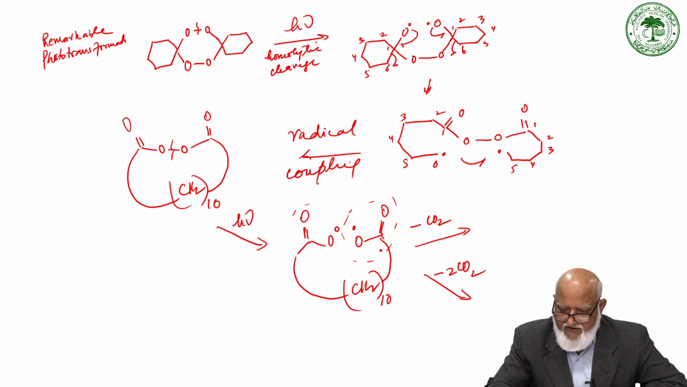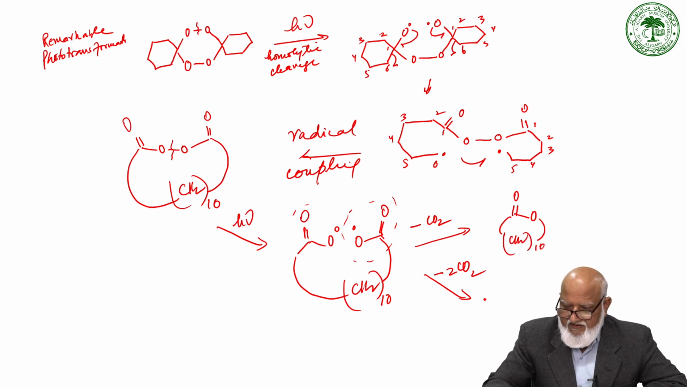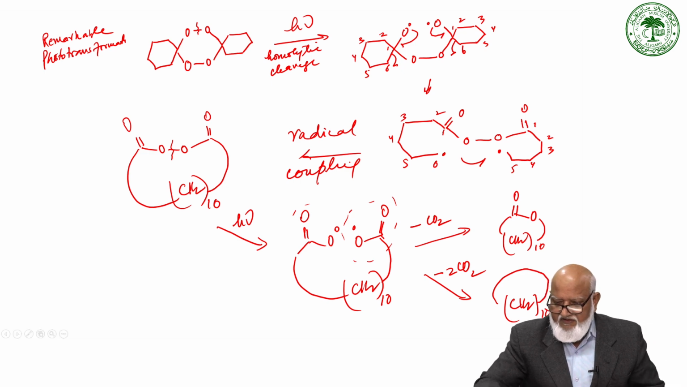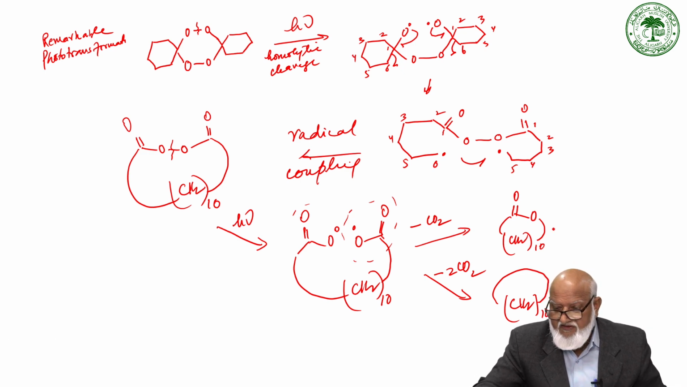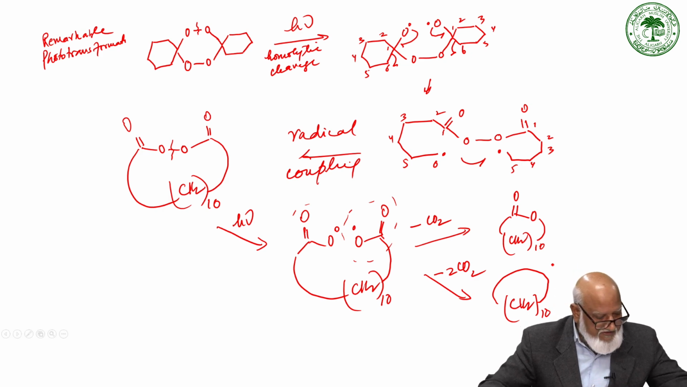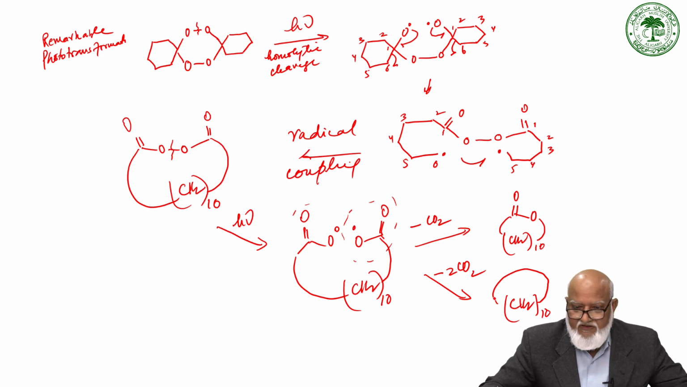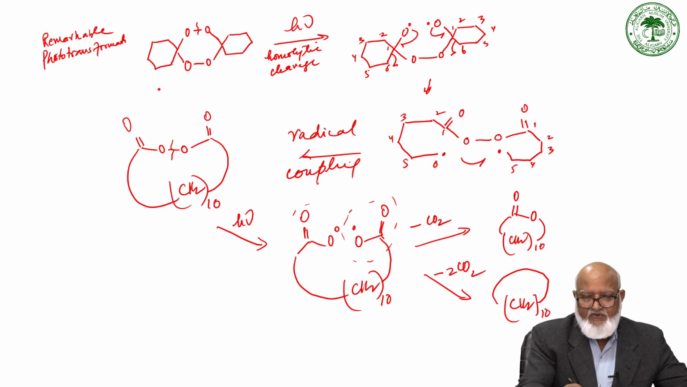So when it loses one and then combines, we end up with this (CH2)10. So it is just a carbocyclic system. So this is a remarkable photoreaction which is observed in the case of this particular starting material.